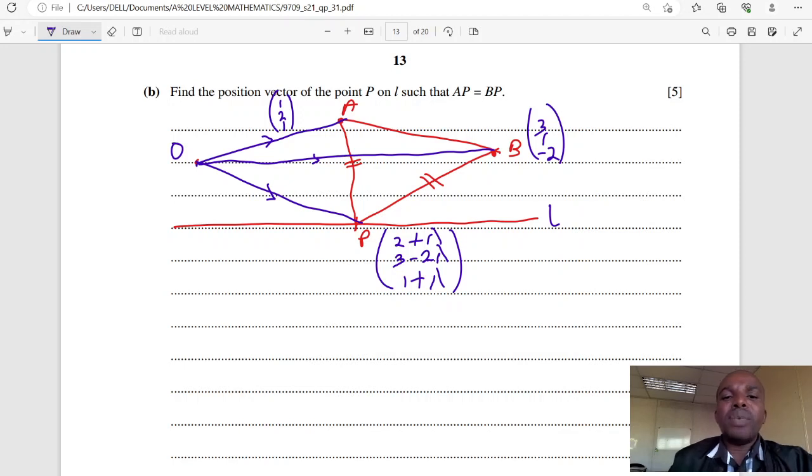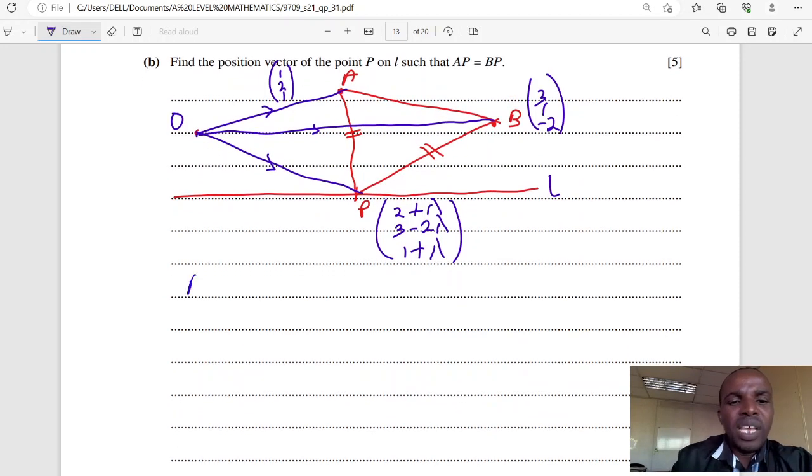But we're given that AP is equal to BP. So for me to be able to find my lambda, I have to find AP and BP, and these are the magnitudes. Please take note of that part. If AP is equal to BP, that means the magnitude of AP is equal to the magnitude of BP. So magnitude of AP, what is my AP in this case? AP is AO plus OP, which is the same as OP minus OA.